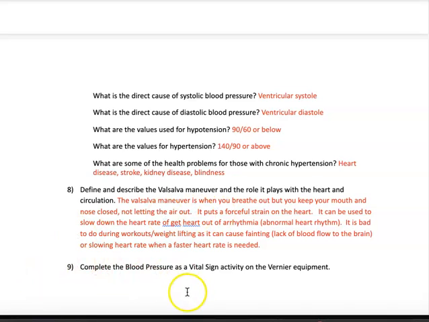And then we will do blood pressure. We'll do that in class. Okay, so this is just a quick overview of the lab. Again, we'll go over it in class, but if you want to listen to it, the basics again, here you go.